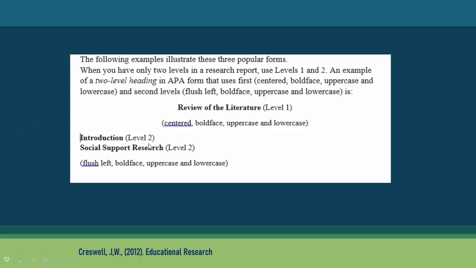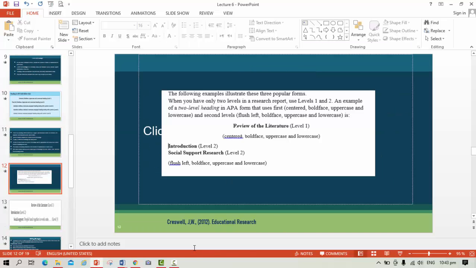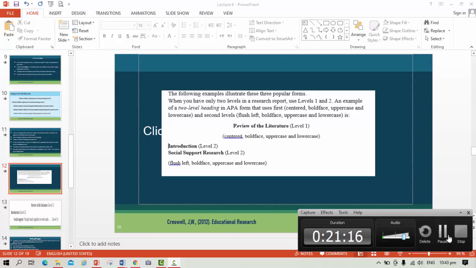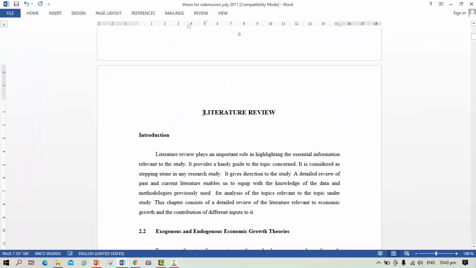The level 2 heading, you see that it is flush left, and it is boldface, uppercase and lowercase. Let me show you the examples as well. This is the example of the level 1 heading, which is centered, boldface, and let me convert it into lowercase as well. Similarly, it is an example of the level 2 heading.